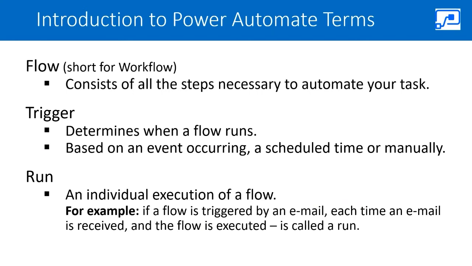A flow consists of a trigger and one or more actions. A trigger is what starts the flow running. This can be based on an event occurring, a scheduled time passing, or even can be triggered manually. In our scenario, the trigger we will be using is somebody completing a Microsoft form to register for a live event. A run is the term for an individual execution of a flow.